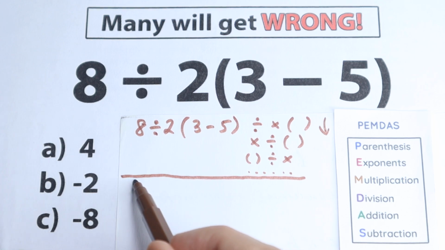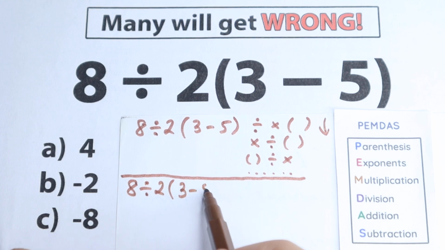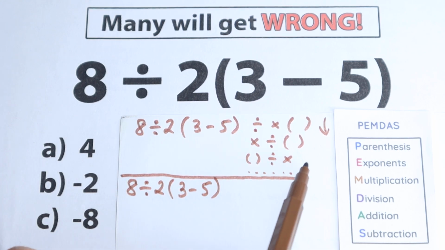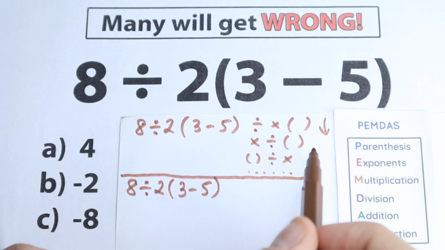So here's our question: 8 divided by 2, in parentheses 3 minus 5. According to PEMDAS, the first step is parentheses, yeah? Let's look at it.